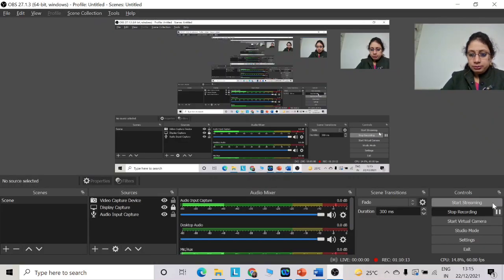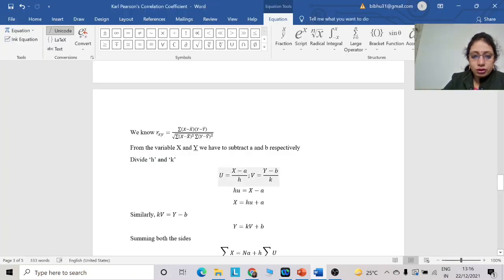Similarly, for the y series, for changing the origin we have subtracted b and for change of scale we have divided by k, and we have given the names u and v. Now we cross multiply: hu becomes x minus a, so x is equal to hu plus a. Similarly, kv is equal to y minus b, and y is equal to kv plus b.